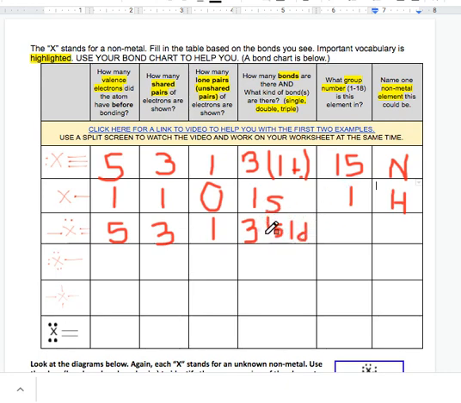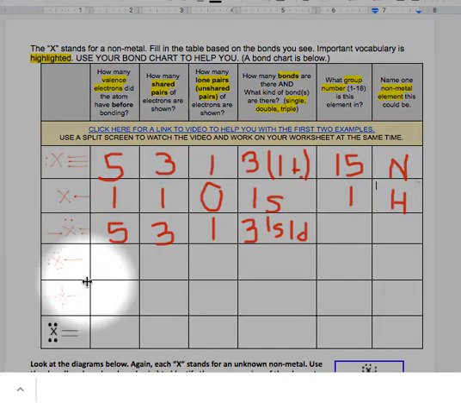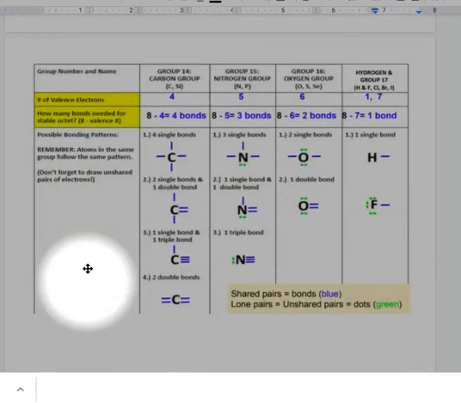And that's not that important, but it just helps me to see that I really know how to count these bonds. And then what group number? Well, it's the same as this first one, right? Because it still has 5 valence electrons and 3 bonds. It's just a different pattern than what we saw before. So let me look for that pattern down here.